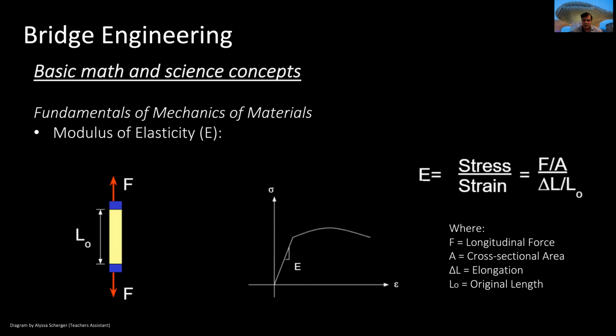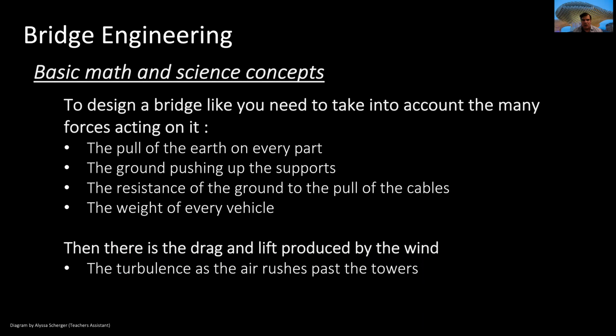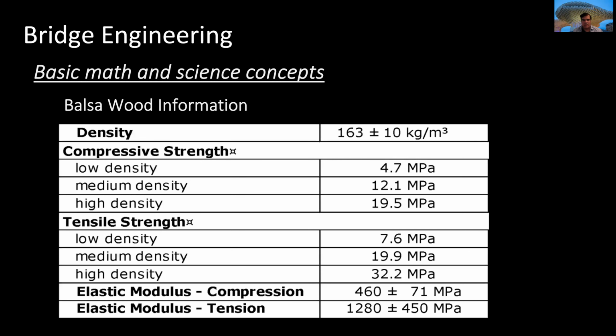We already know what stress and strain are. The modulus of elasticity is the stress divided by the strain. Stress is force divided by area, and the strain is the change in length of an element divided by the original length. That will allow us to understand how the bridge works. There are some basic math and science elements that are necessary to understand, and you can read this information that we already spoke about.